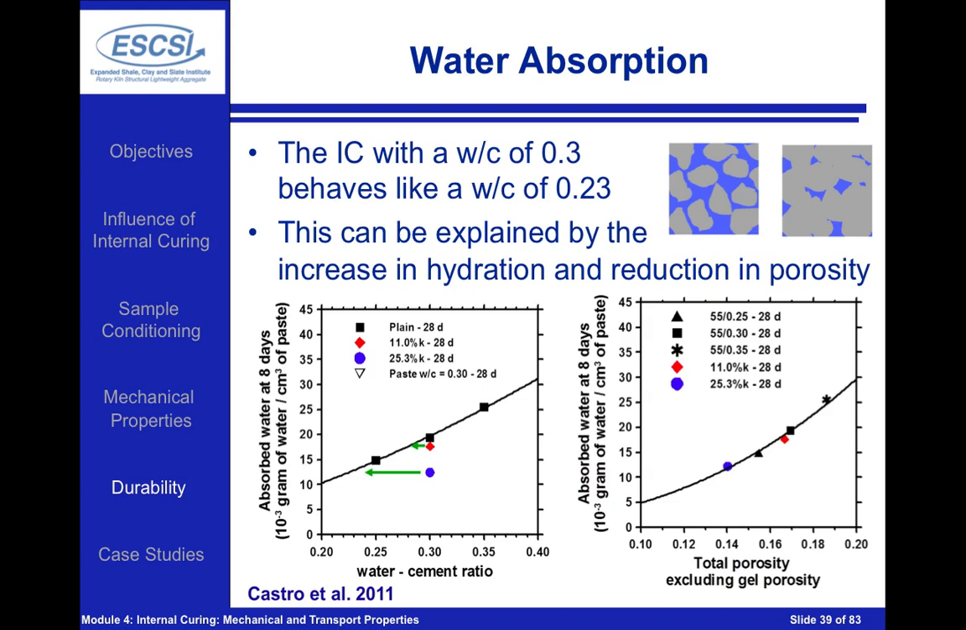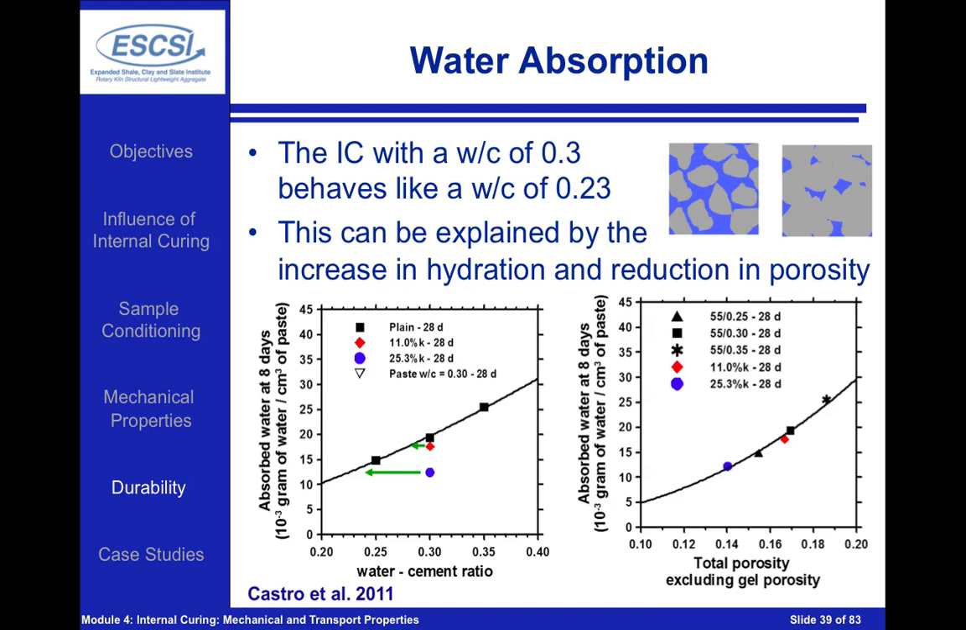Now, we can think of this a little bit if we look at these graphs here, where we're getting an additional effect of the hydration, which is filling in the porosity. We're getting the additional effect of essentially having a more dense interfacial transition zone. But if we look at the graph on the left-hand side on the bottom, this is the water that's absorbed after 8 days, and we're plotting the effects of the water to cement ratio in the plain system on the black line, and we can see two internally cured cases. Half of the internal curing water is shown as the red dot, and the internal curing water following the Bentz equation is shown here as the blue dot.